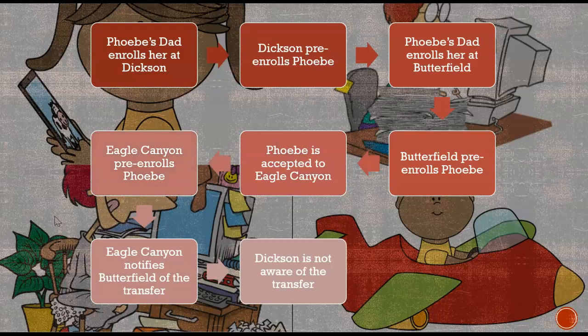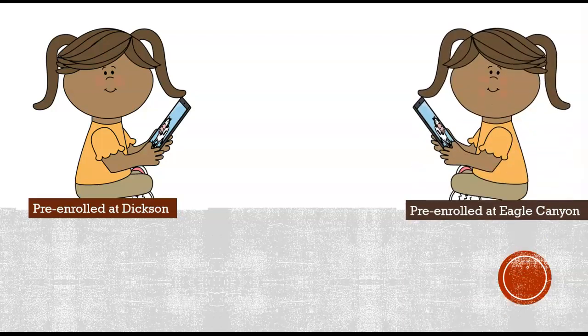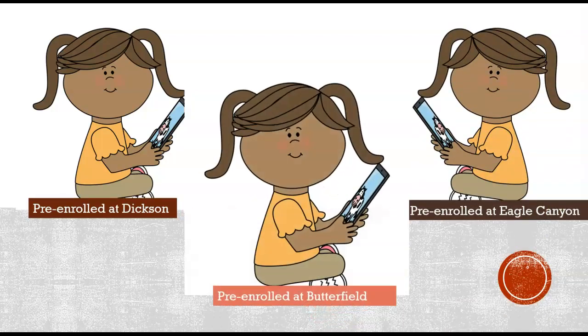Eagle Canyon pre-enrolls Phoebe. Eagle Canyon notifies Butterfield of the transfer. Dixon is not aware of the transfer. This is going to create a duplicate enrollment for Dixon and Eagle Canyon, and possibly a third enrollment at Butterfield.